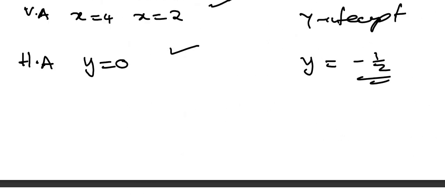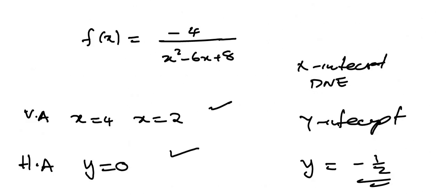Frank, can you explain why the x-intercept doesn't exist? I didn't see that part.